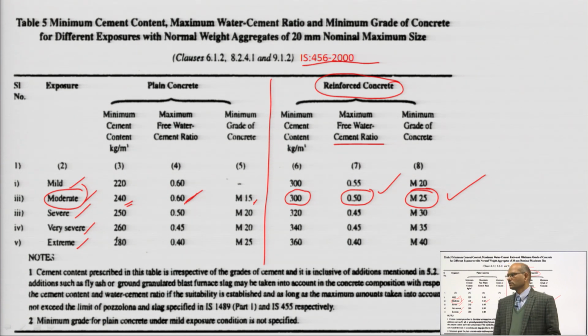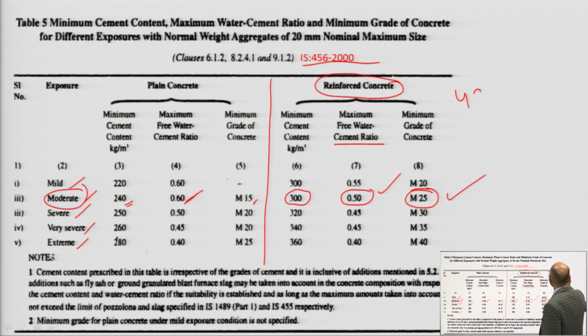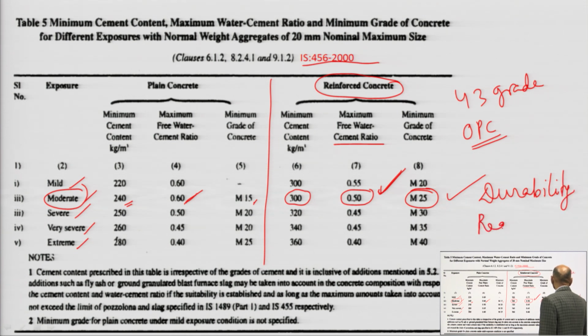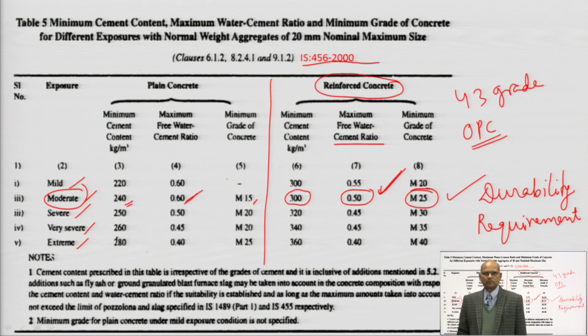If you are using those, the water cement ratio will be based on that ratio, but in our case we are using only 43 grade OPC, ordinary Portland cement. In that case, the maximum free water cement ratio required is 0.5. So we have to check one thing from the durability requirement; this table is considering the durability requirement. So there are criteria: cement content, strength, and the durability aspect.